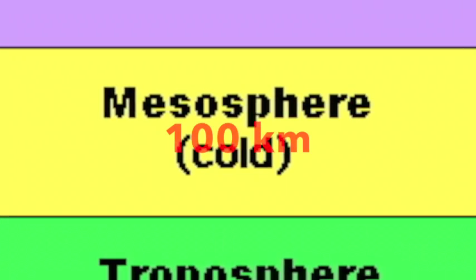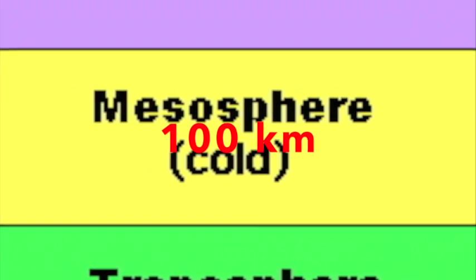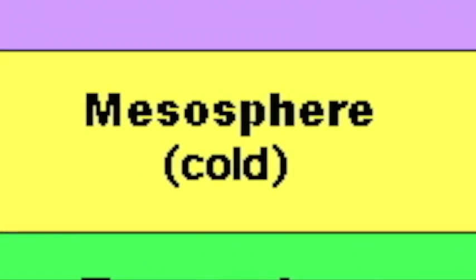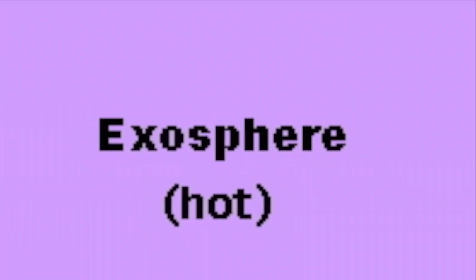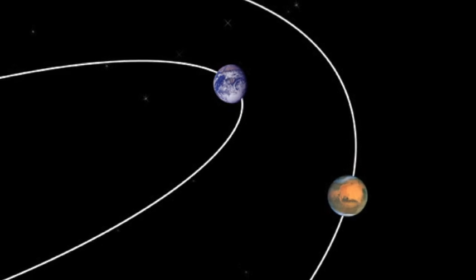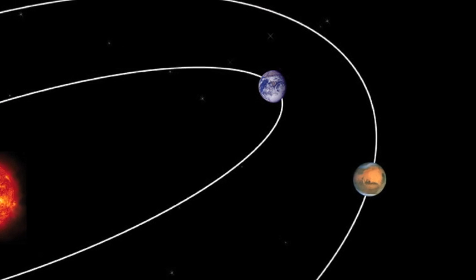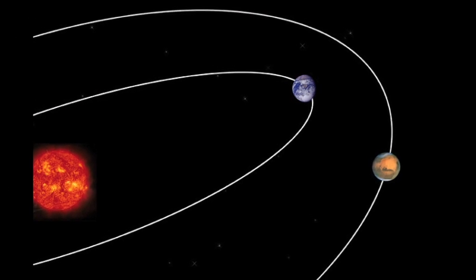Extending another 80 kilometers is the mesosphere, which has very harsh and cold temperatures. The final layer is the exosphere, with air temperatures being extremely hot. Mars's thin atmosphere and its greater distance from the sun mean that Mars is much colder than Earth.